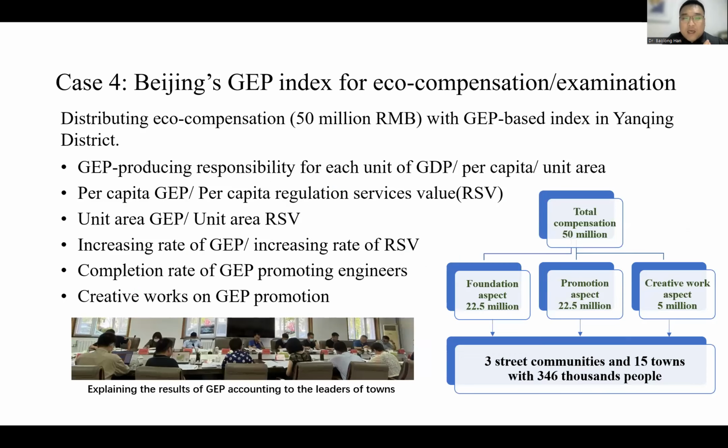And the next case happened in Beijing, in another sub-district named Yanqing. Last year, the Yanqing government distributed 15 million RMB as ecological compensation, according to GEP's indicators. The first part is 22.5 million RMB, which was divided among those towns which have increasing regulation services. And the second part is also 22.5 million RMB, which is based on those towns which have their GEP increased, not decreased. And the third one is for their critical work to keep GEP increasing.